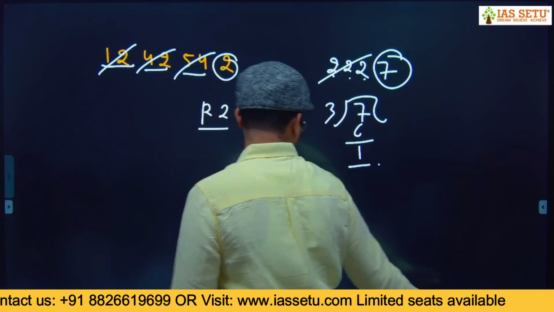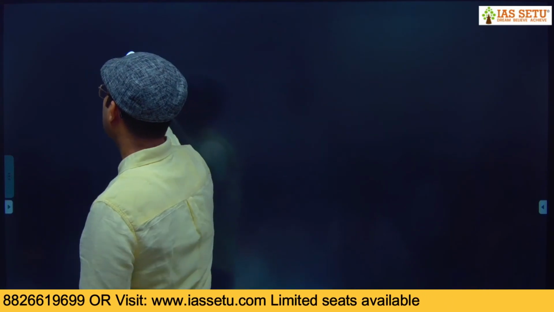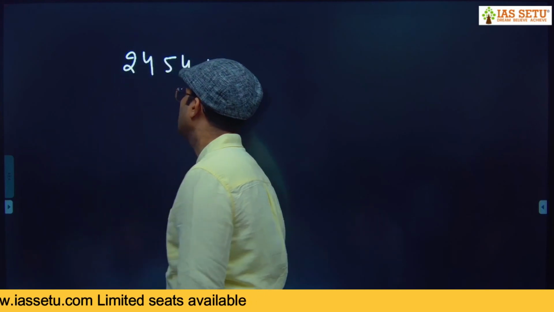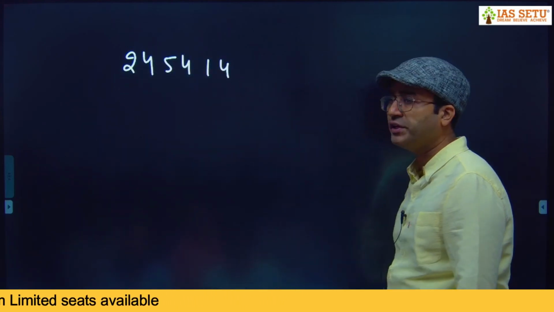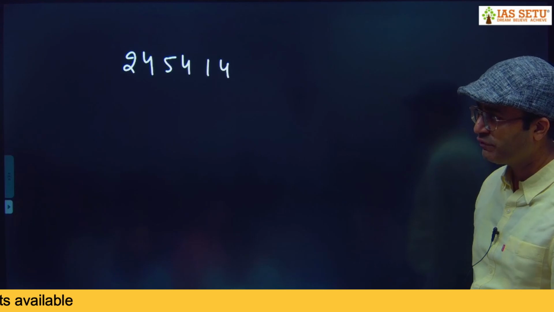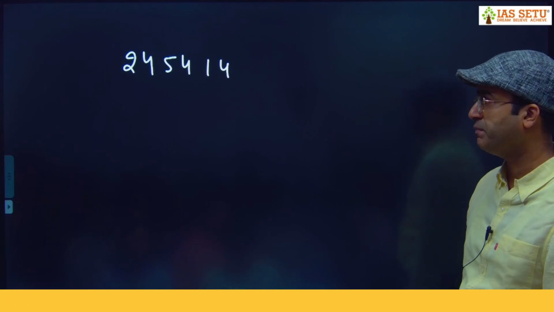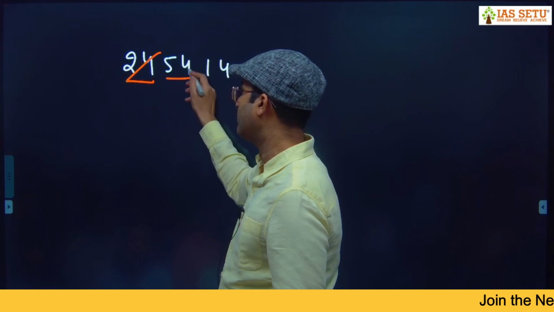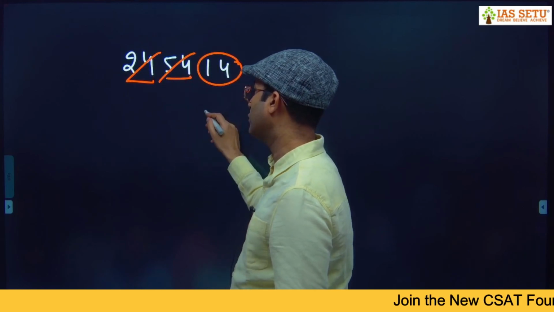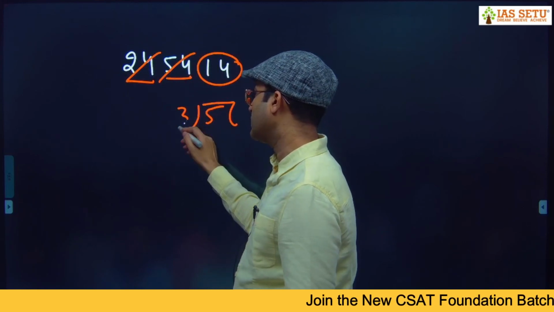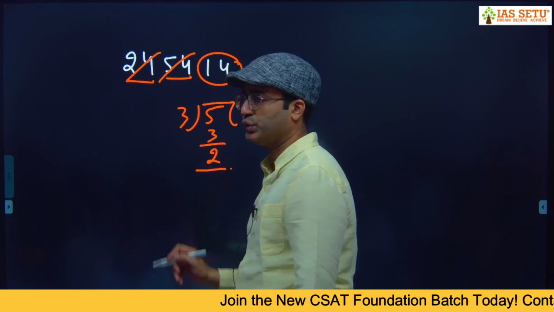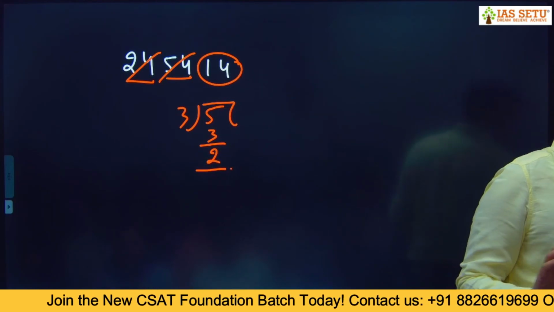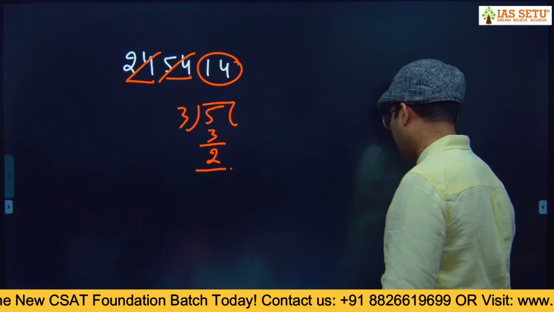Now you try. 2, 4, 5, 4, 1, 4. If we divide this number by 3, is it divisible? If not, then what is the remainder? So what is important? 2 plus 4, 6. 5 plus 4, 9. 1 plus 4, 5. 5 will decide your answer. So your remainder here is 2. Is this point clear? Next is divisibility of 9.